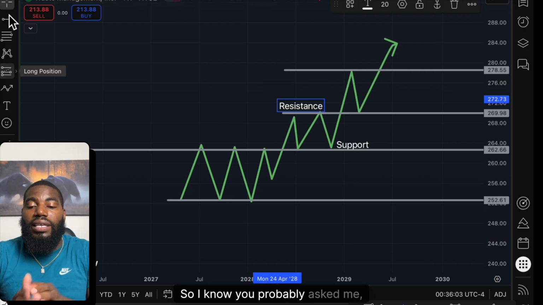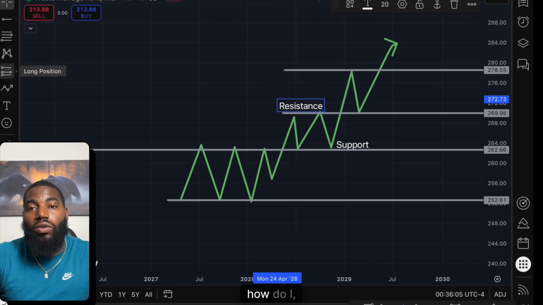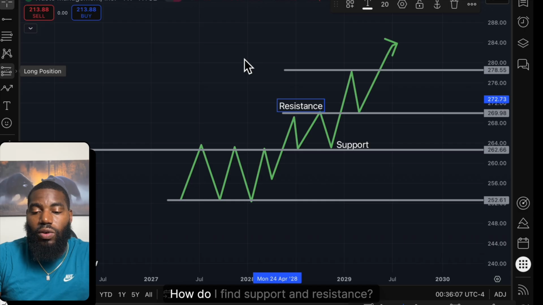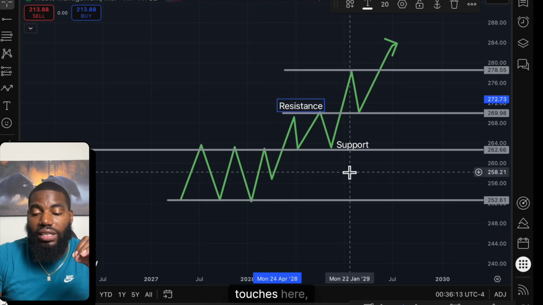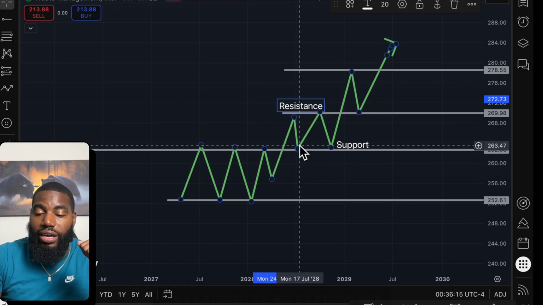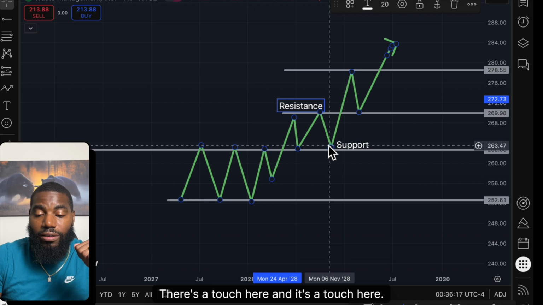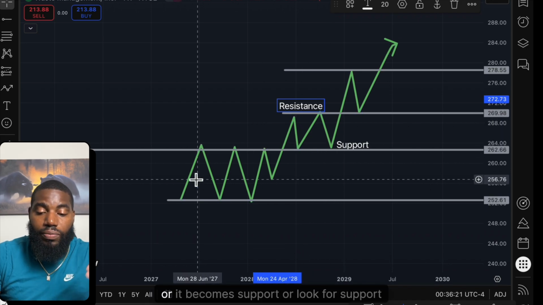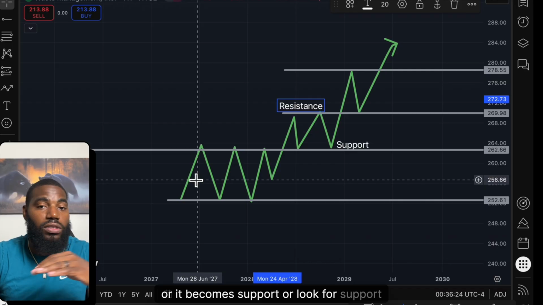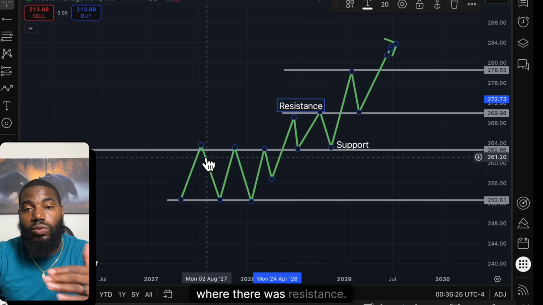So I know you probably asked me, well, how do I find these areas? How do I find support and resistance? Support and resistance, you find it by multiple touches. Just like I showed you here, there's a touch here and there's a touch here. This is when you know it becomes support, or look for support where there was resistance.